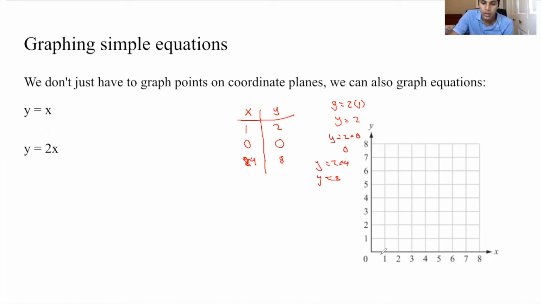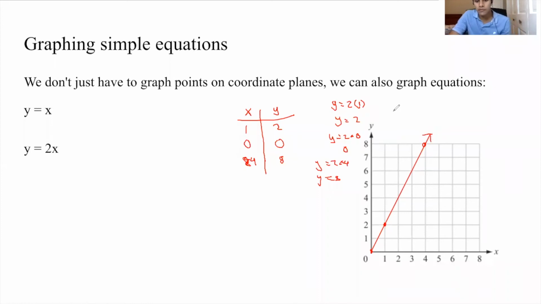When x is 1, so if we go 1 out, y is 2, so we can go 2 up. When x is 0, 0 out, y is also 0. So here's a point right here at what we call the origin, 0, 0. And when x is 4, if we go 4 out, y is 8. So we can go 8 up. And now we have 3 points that we can connect in a line. So if we draw a line between these 3 points, starting at our bottommost one and connecting through all of them, we end up with this line representing y equals 2x.